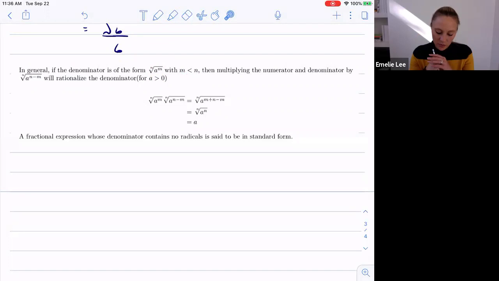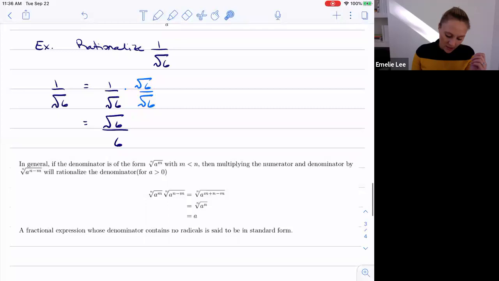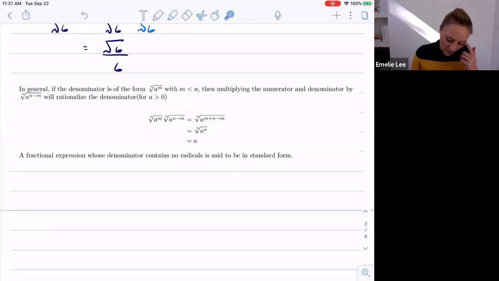Then what we do, up here it's easy to see what you're going to multiply by, what your convenient value of one is going to be. It's going to be the same as the bottom. Here, if you have the nth root of a to the m, it's going to be a little bit different. Your convenient value of 1 is going to be the nth root of a to the n minus m. So you have to identify your n and identify your m, and then use that.